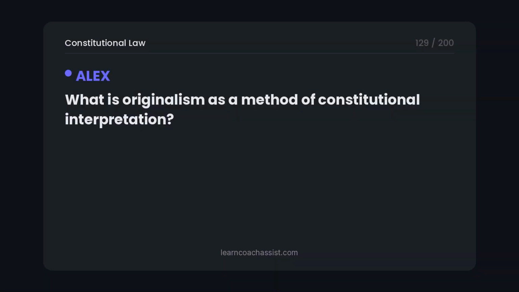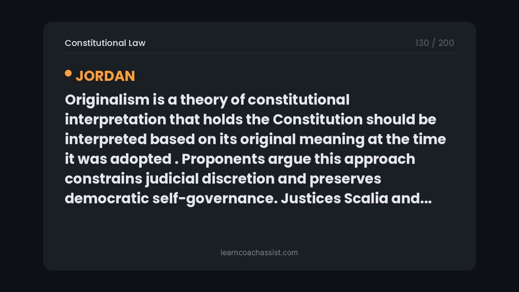What is originalism as a method of constitutional interpretation? Originalism is a theory of constitutional interpretation that holds the Constitution should be interpreted based on its original meaning at the time it was adopted. Proponents argue this approach constrains judicial discretion and preserves democratic self-governance. Justices Scalia and Thomas are well-known originalists.